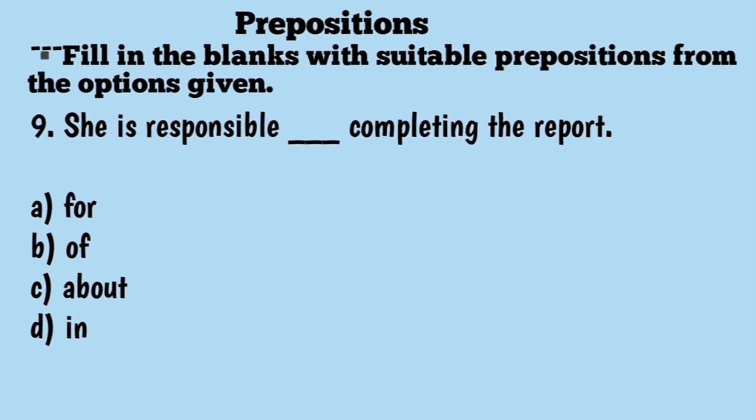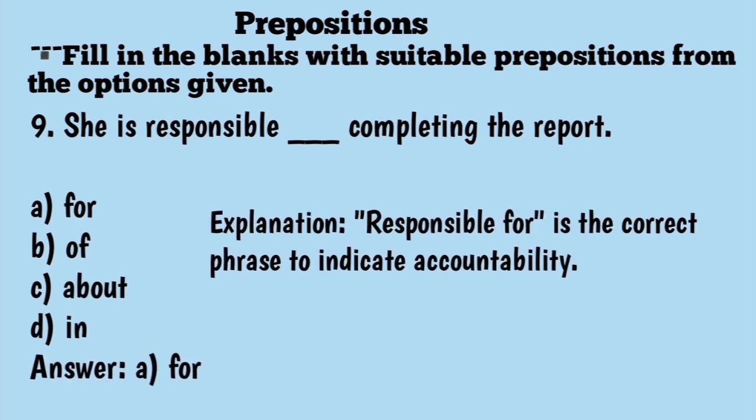Next, she is responsible dash completing the report. Option A, for. Option B, of. Option C, about. Option D, in. Answer is option A, for. Responsible for is the phrase to indicate accountability.